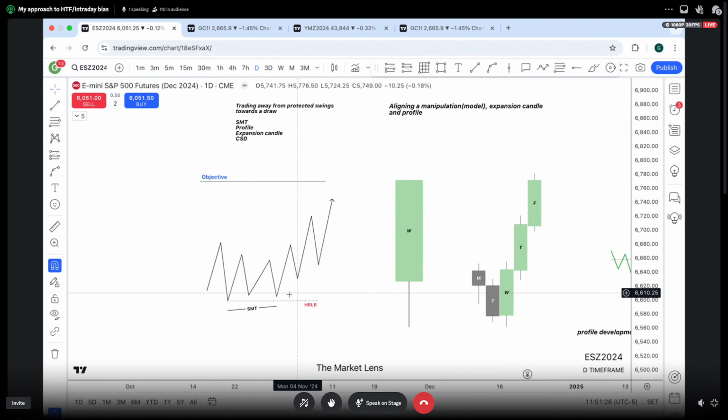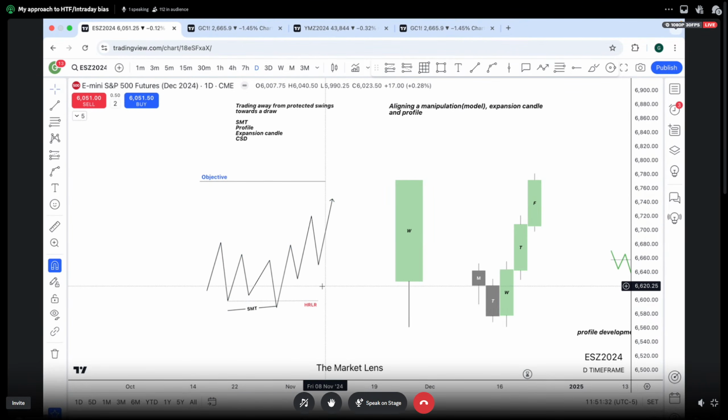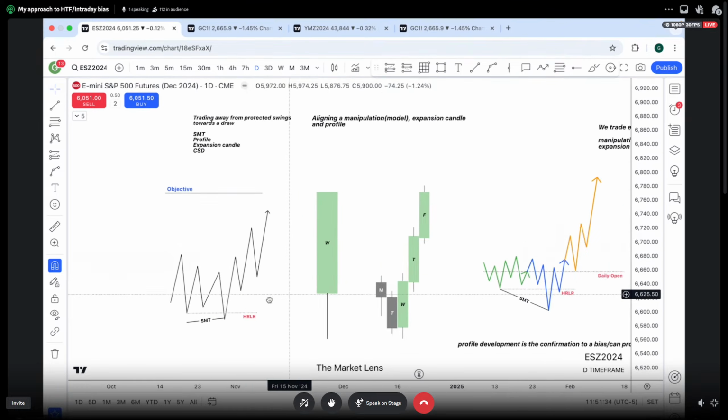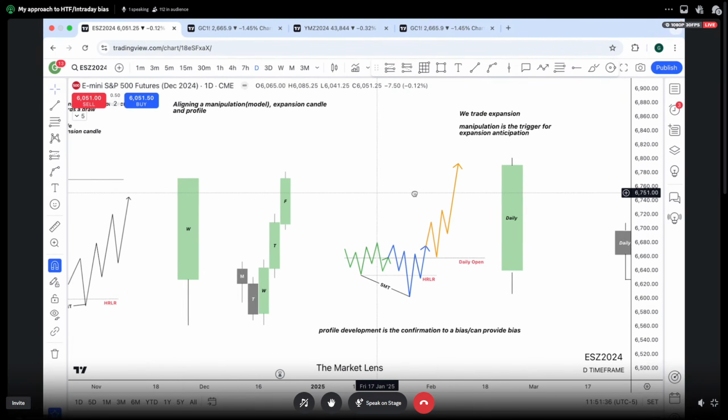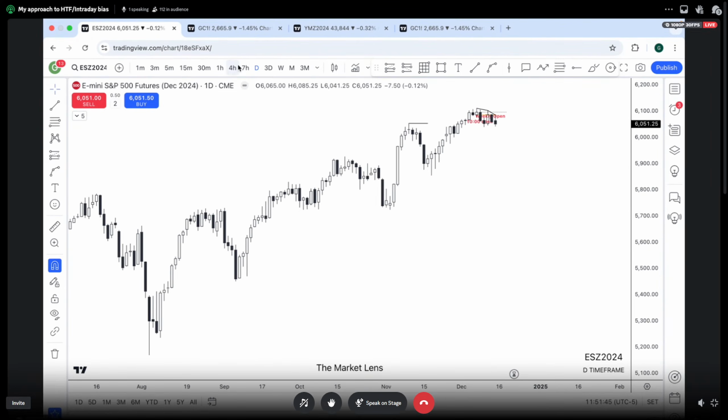Does that make sense? On a lower time frame, I just demand, like if this is the hourly time frame, a 15-minute, 5-minute CSD, whatever you want. If it's an inversion for you, that's cool. And if this is aligned with a profile, it's so good. It's actually insane. If I show you some examples, we can find some.